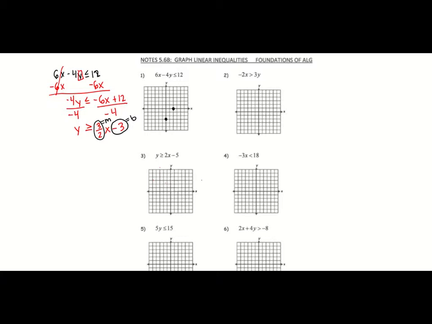Okay, now I'm going to look at my sign and determine what kind of a line I'm going to draw. If I have an equal sign underneath there, it is greater than or equal to. This means I'm going to have a solid line. So I can connect those 2 points with a solid line. Then finally, if it is greater than, that means I'm going to shade above. Shade above my graph.